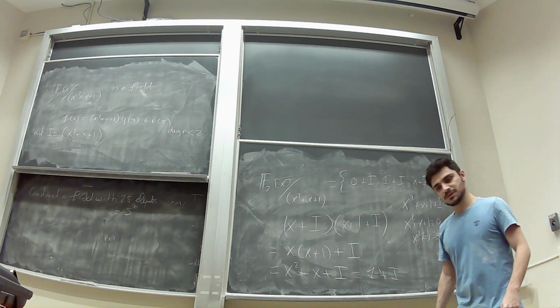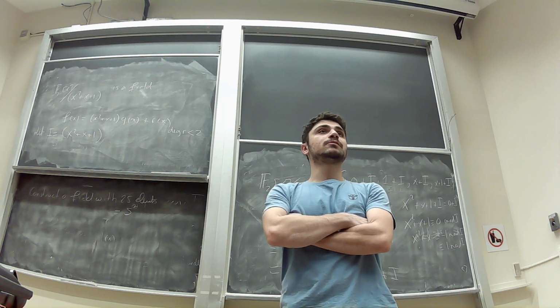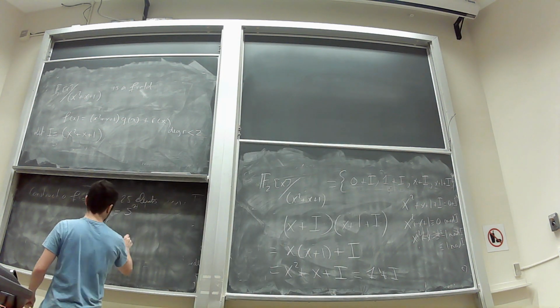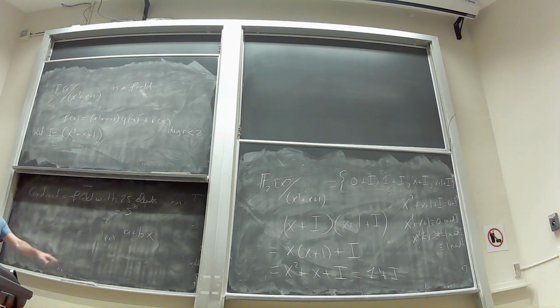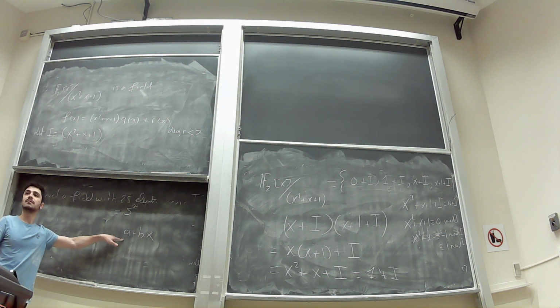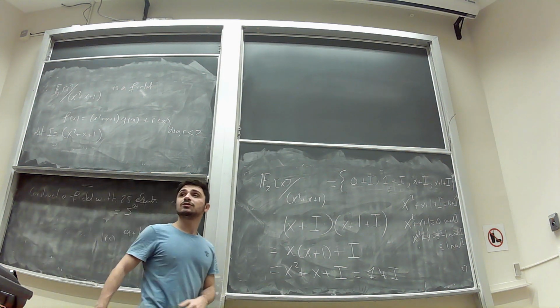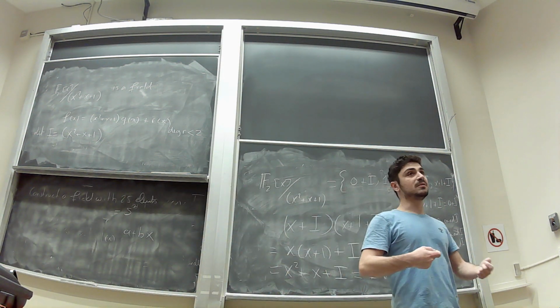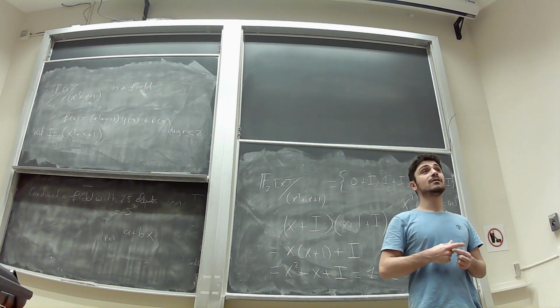We're done with this. Now, why does it have 25 elements? What are the possible remainders when you divide by a polynomial of degree 2? They're of the form a plus bx. How many choices do you have for a? How many choices for b? How many choices in total for the remainder when you divide by degree 2?